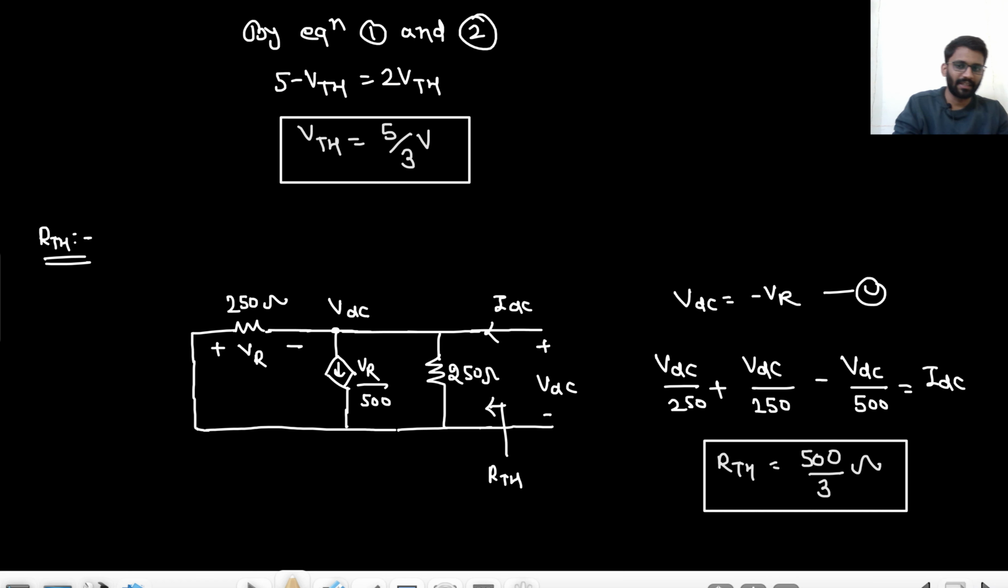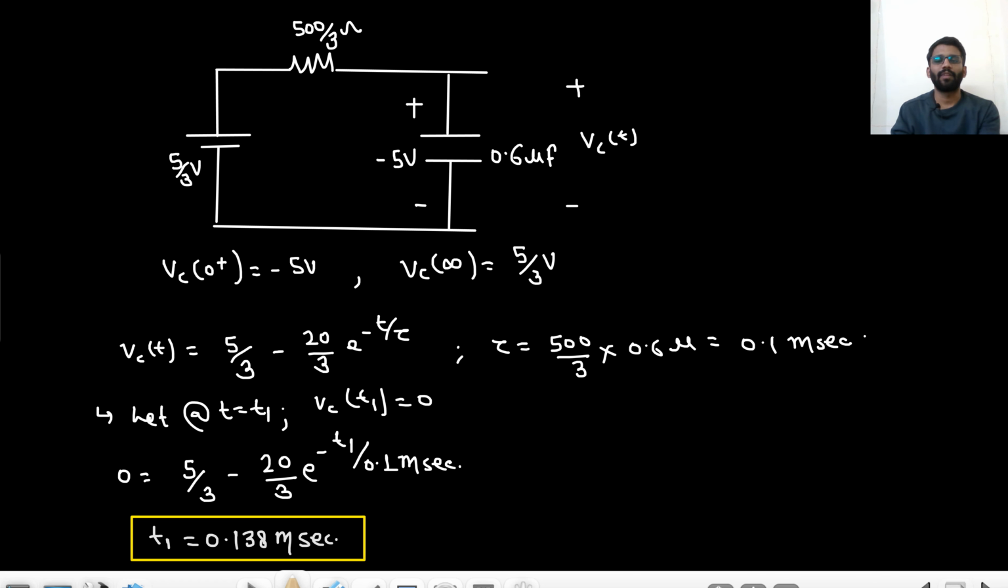So VDC is minus VR here. So VDC by 250 plus VDC by 250 plus VR by 500, but VR is minus VDC, so minus VDC by 500. From there we got to know that our RTH is 500 by 3 ohm. Then we calculated the time constant, that is 0.1 millisecond, and we wrote the equation of VC(t). We just need to put it equal to 0. So the time value we got there is 0.138 milliseconds. So this is your complete RC circuit.